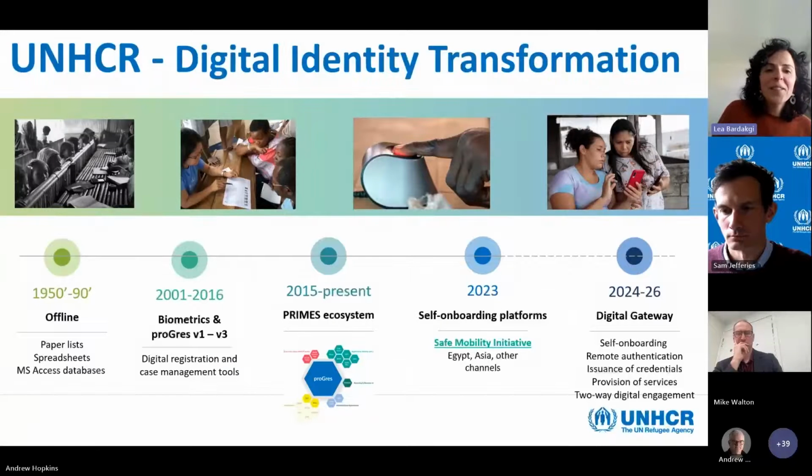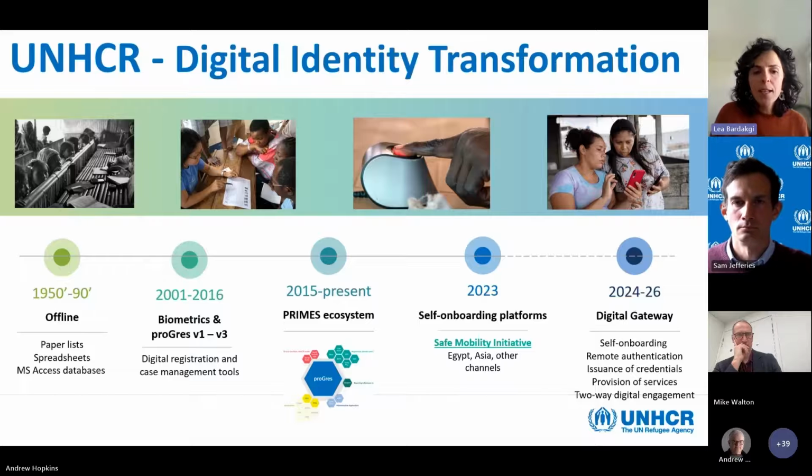Yes. Thank you. So I just wanted to put this into perspective to show you in the digital realm where we came from and where we are now. For the majority of the time that UNHCR existed, it was before all of the digital tools. So there were a lot of paper lists and spreadsheets and MS Access databases. But then in the last, let's say from 2001 until now, things have evolved a lot.